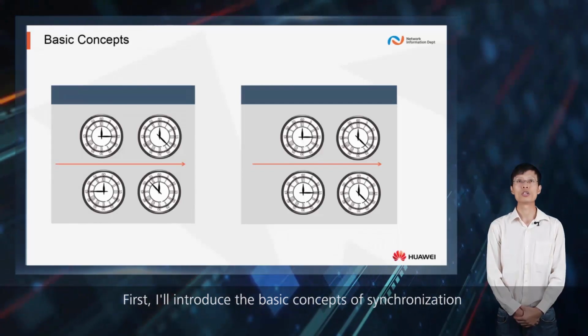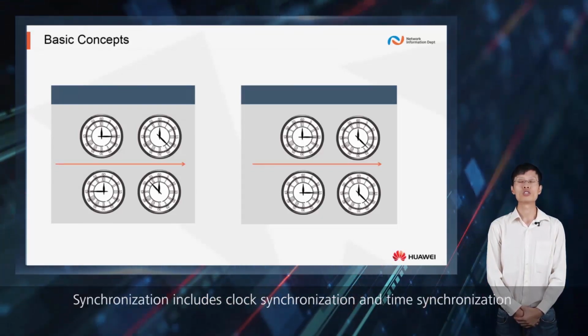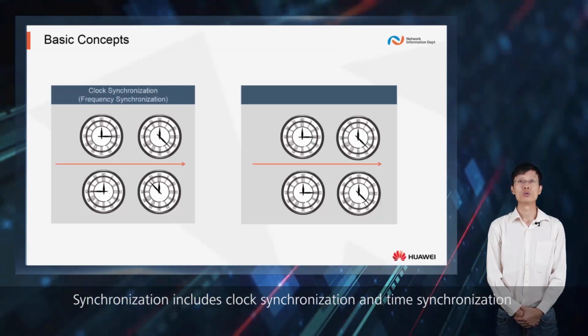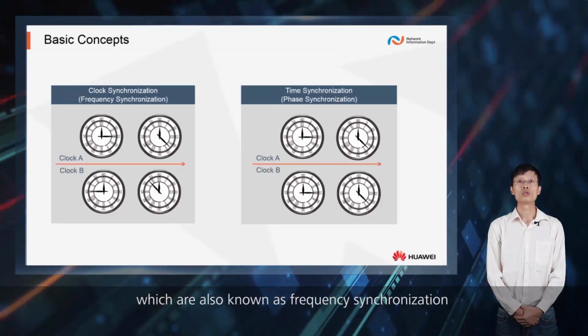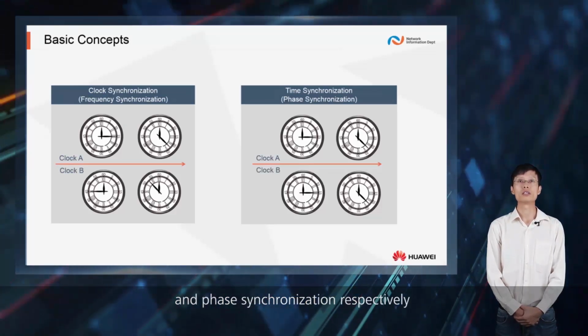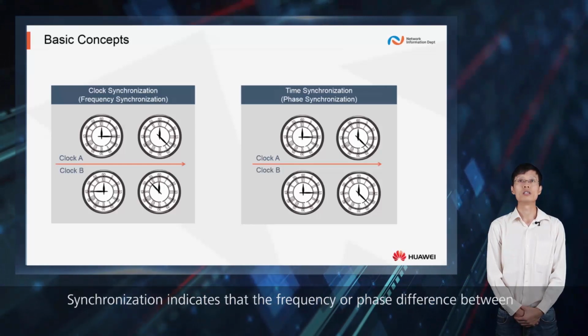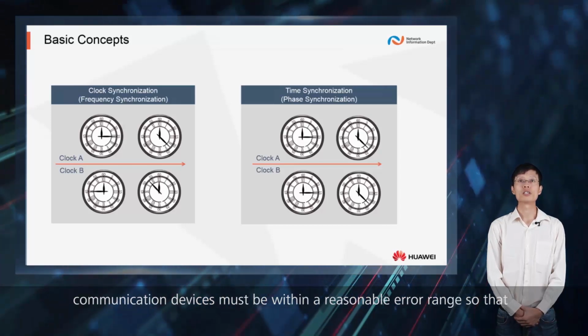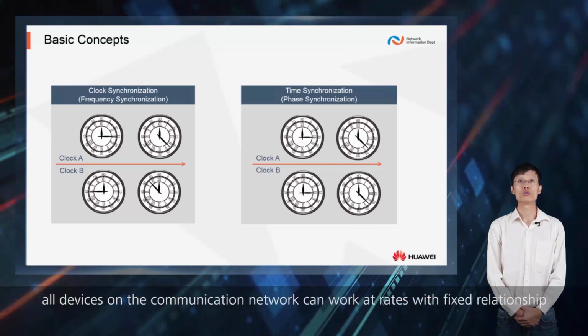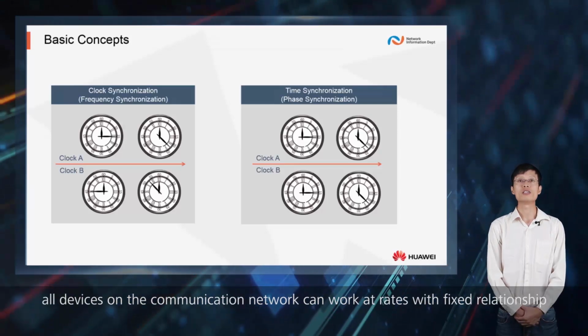First, I'll introduce the basic concepts of synchronization. Synchronization includes clock synchronization and time synchronization, which are also known as frequency synchronization and phase synchronization, respectively. Synchronization indicates that the frequency or phase difference between communication devices must be within a reasonable error range, so that all devices on the communication network can work at rates with fixed relationship.